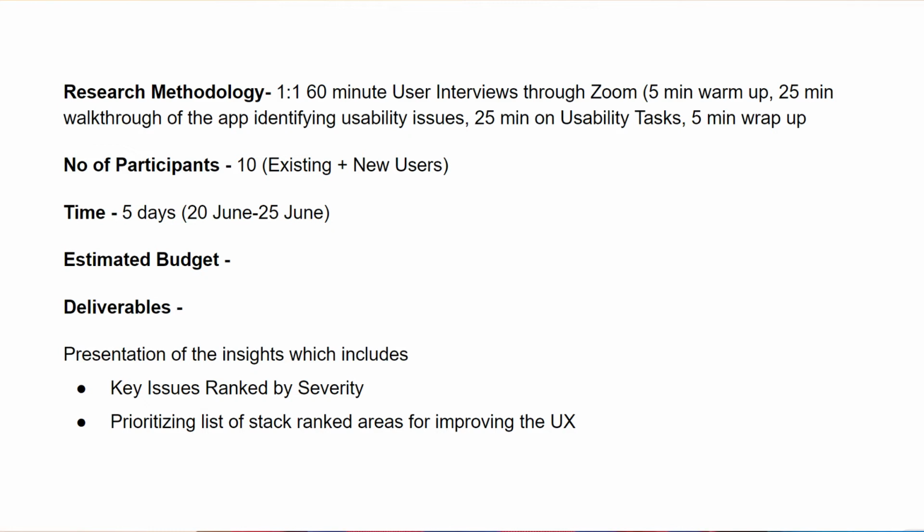Now, the number of participants also depends on the research questions you are asking. Sometimes you are able to find high-level issues within just 5 to 6 interviews. Sometimes you might have to extend, so it all depends. So also include the time, whether you are completing it in 5 days or 10 days. Include the estimated budget and deliverables, whether you are doing a presentation, or whether you will be partnering up with the designer to share the revised mock-up. So including the deliverables is also important.